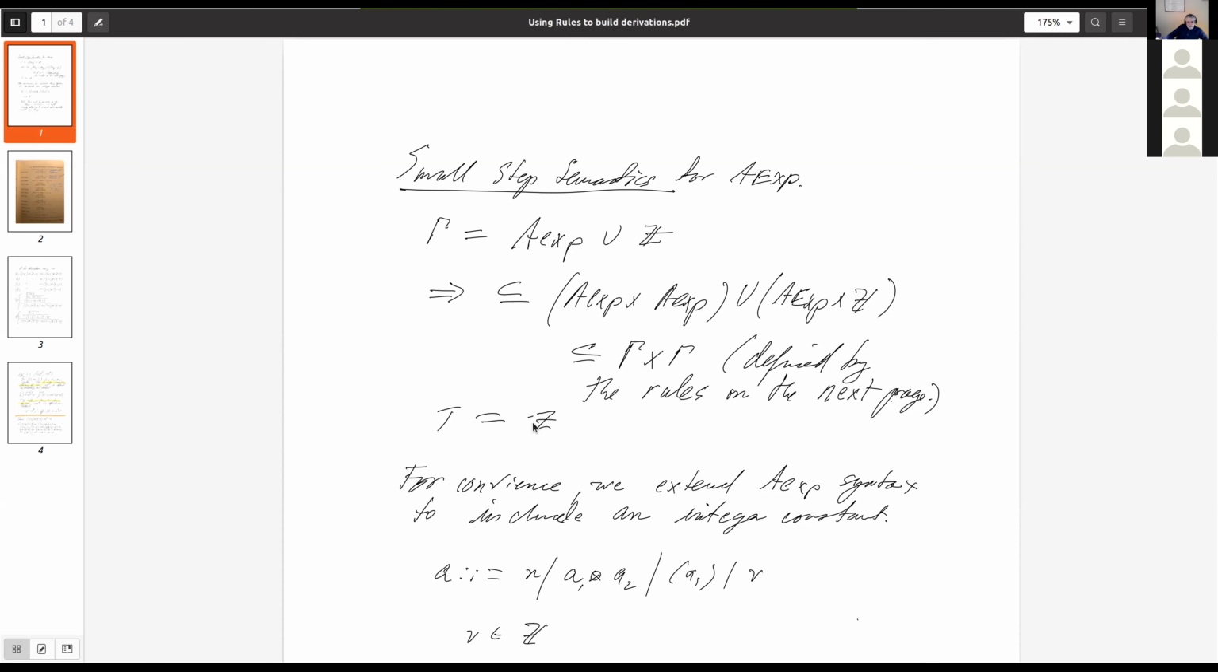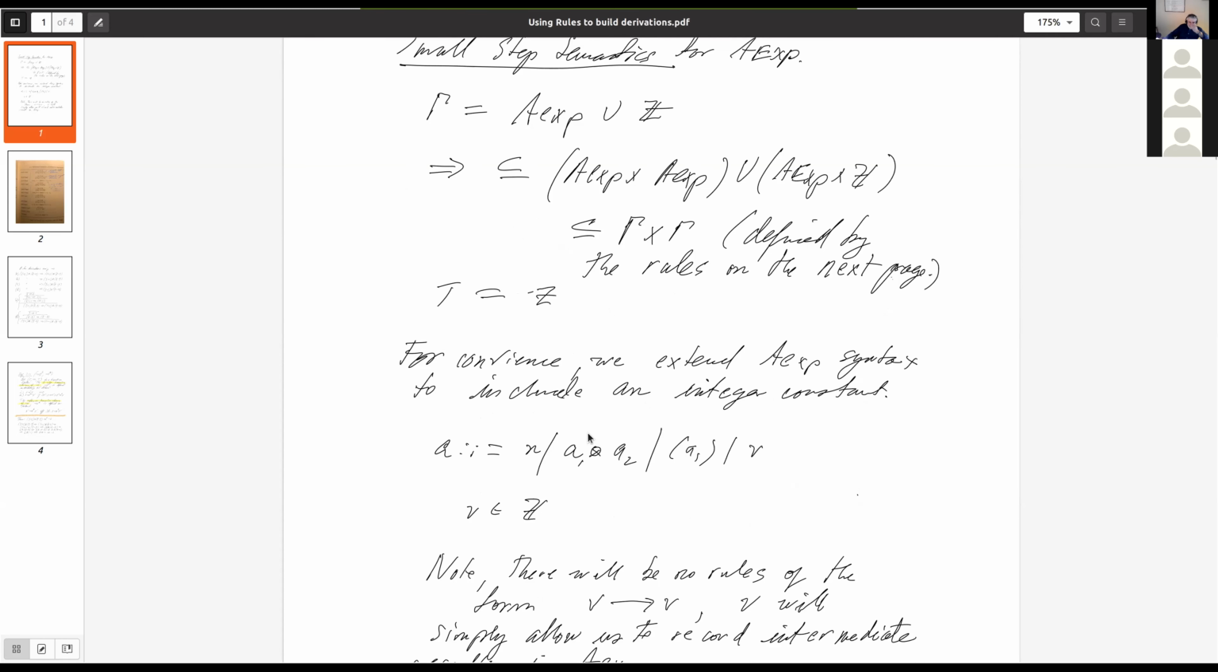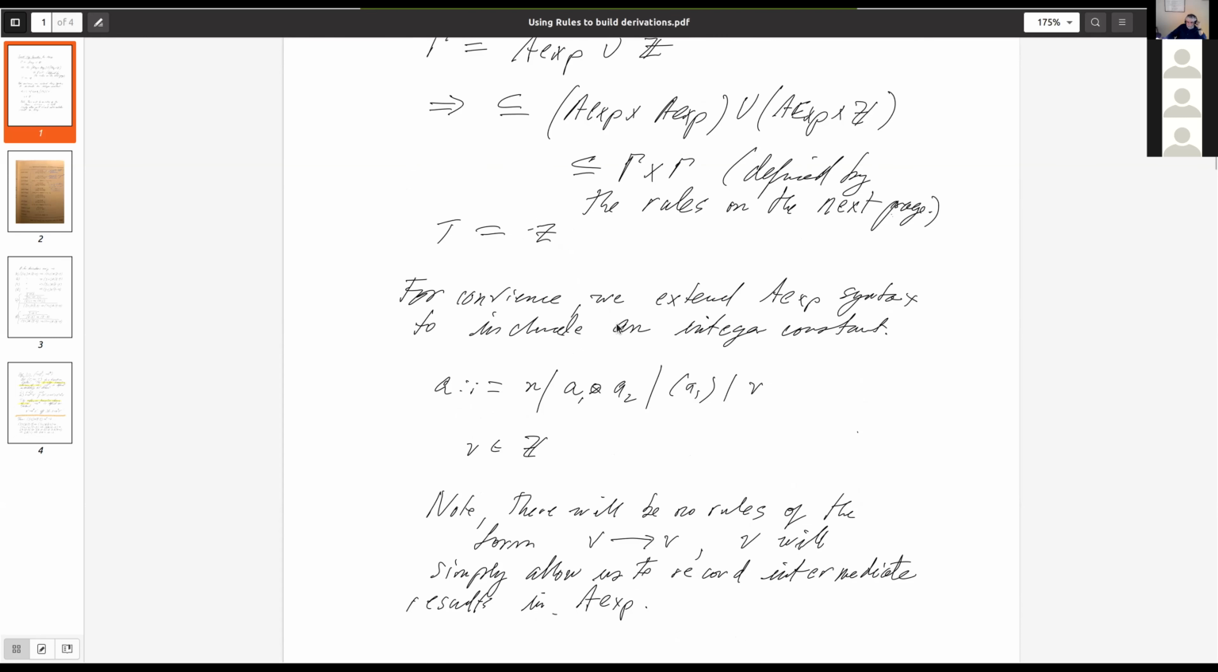And then that's not really a minus sign. The terminal states are just the ints. Now what he did here was he cheated just a little bit. He added integers into the syntax. But like I said, there's going to be no rule that goes off just an integer.